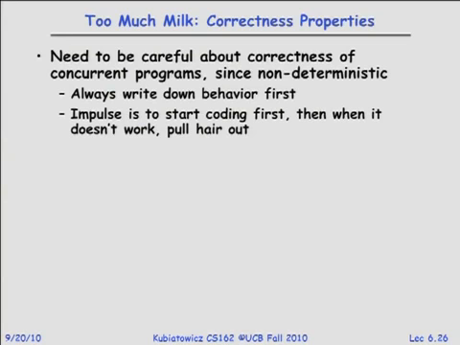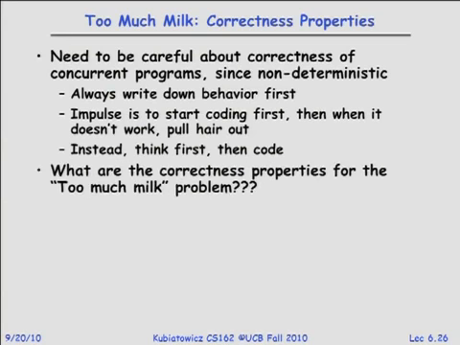Very good. So what are the correctness properties for the milk example here? Never more than one person buys the milk, and someone always buys it if you need milk. These seem like important correctness properties. And we're going to restrict ourselves to only atomic load and store operations as our building blocks.